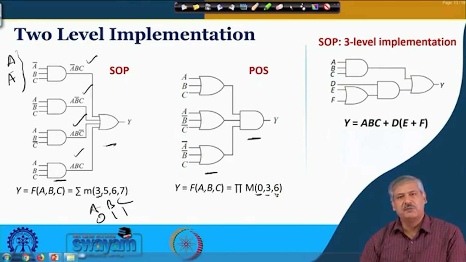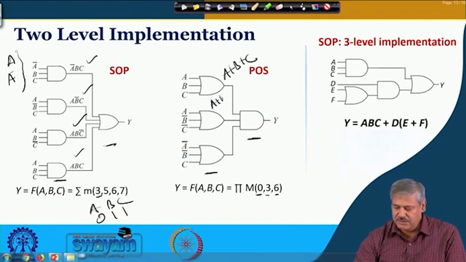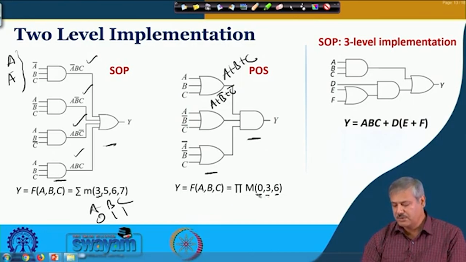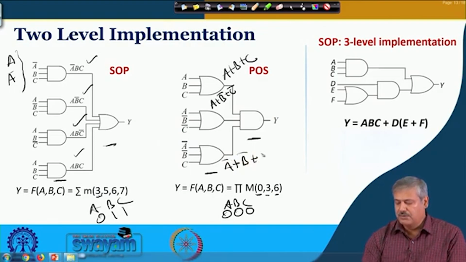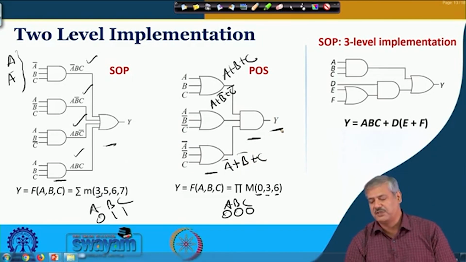So, here it is 0, 3, 6. 0 means A plus B plus C. So, this is your A plus B plus C. 3 is your A plus B bar plus C bar. As we have noted, 0 is 0 0 0. So, whenever 0 is there, it will go uncomplemented for maxterm generation. Finally, 6 is A bar plus B bar plus C, that is your 6. All of these outputs are ANDed, and we get the final output. So, this is also a two level implementation.